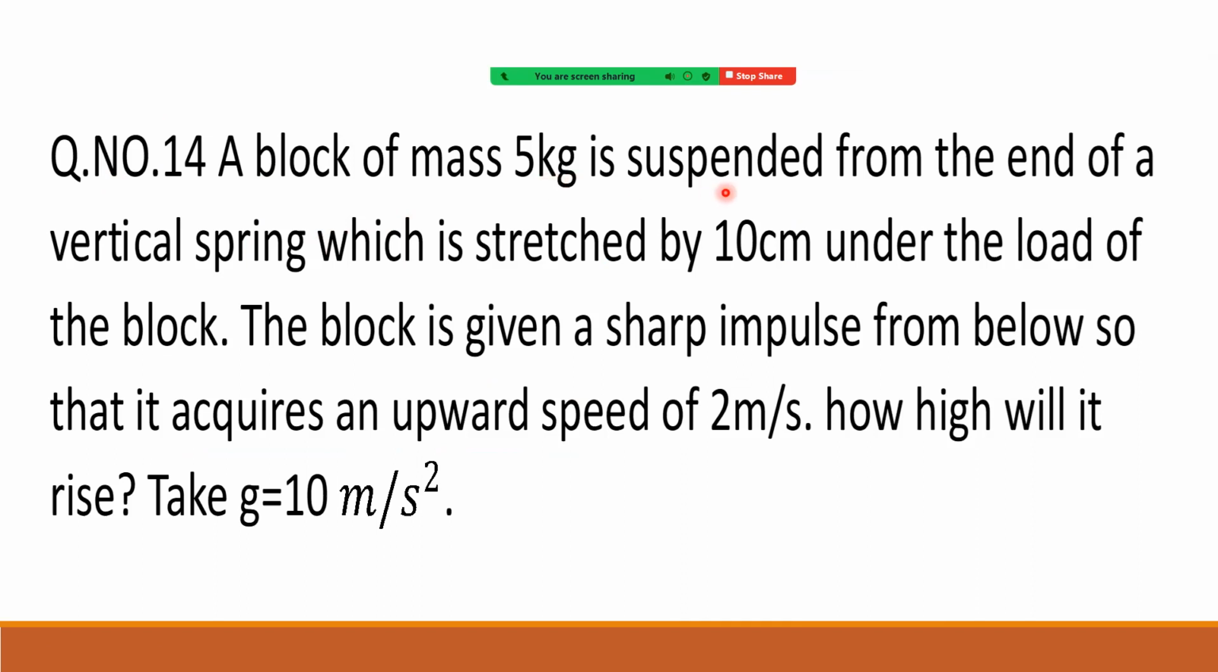A block of mass 5 kg is suspended from the end of a vertical spring which is stretched by 10 centimeter under the load of the block. The block is given a sharp impulse from below so that it acquires an upward speed of 2 meter per second. How high will it rise?